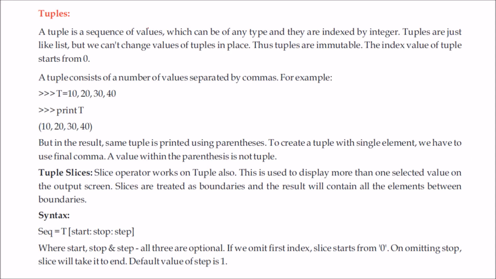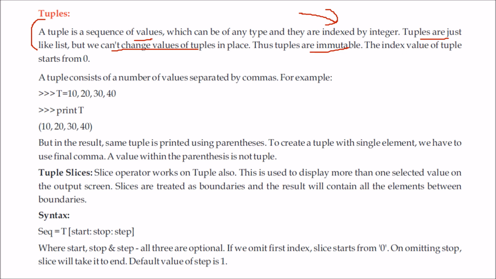Tuples. Now tuple is again a very important data structure or construct or sequence in Python. A tuple is a sequence of values which can be of any type, and they are also indexed by integer. So what is the difference between a tuple and, say, strings? Tuples are just like lists, exactly like lists, but with just one difference. The tuples are immutable. You can't change the value of a tuple in place. You have to assign it to a new member or new object.